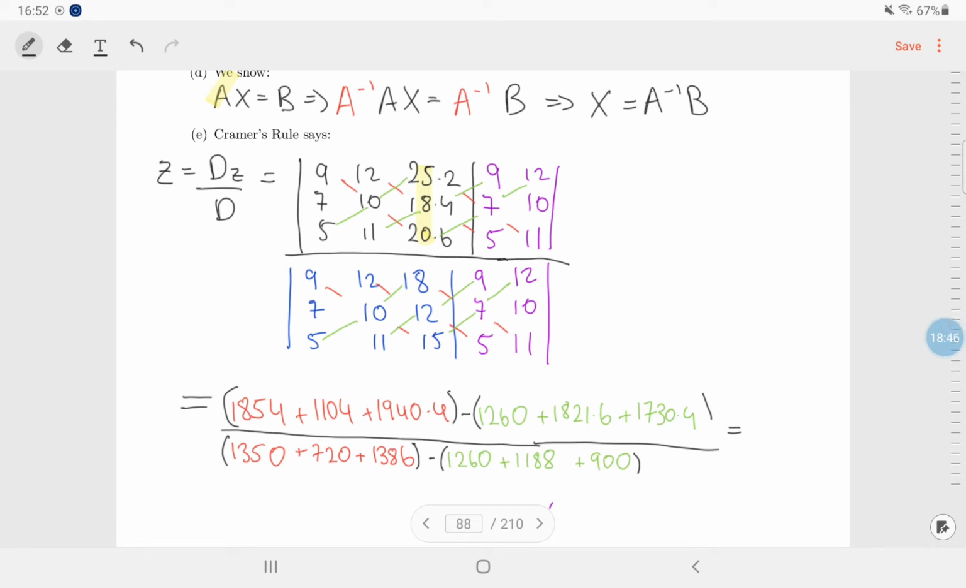Anyway, 1854 plus 1104 plus 1940.4, take away, with brackets, 1260 plus 1821.6 plus 1730.4, divided by the first bracket 1350 plus 720 plus 1386, minus 1260 plus 1188 plus 900. Give me a nice number. Oh, this is the right answer. So 0.8, whatever it is, euros per minute. Okay, so that's Cramer's rule.